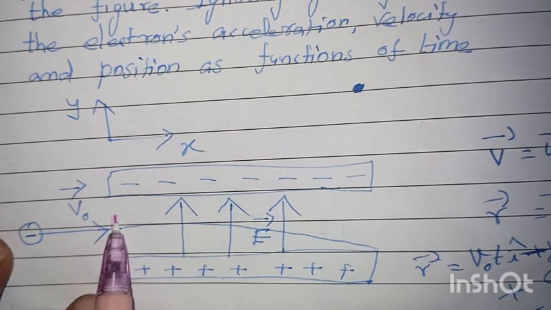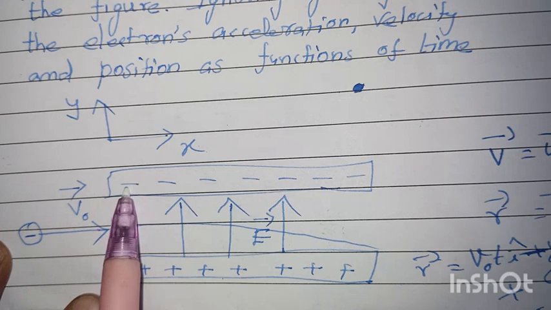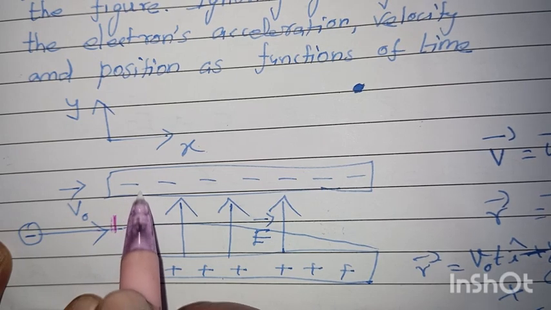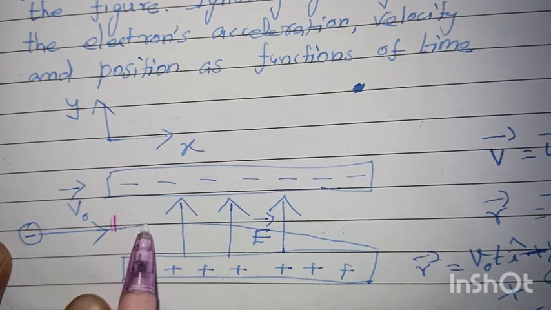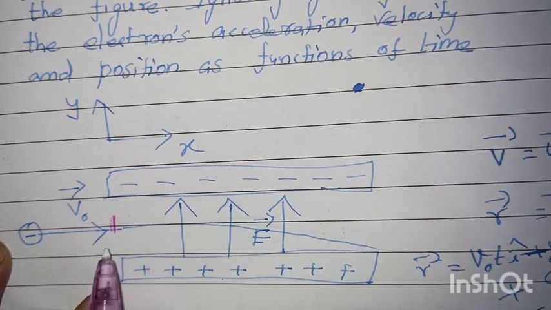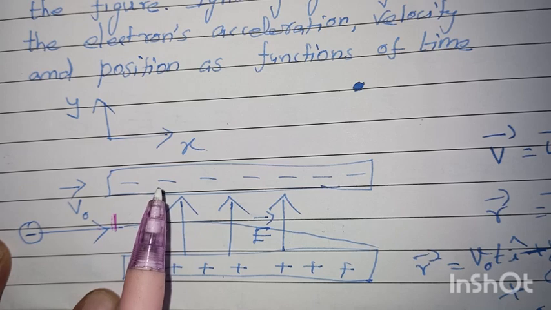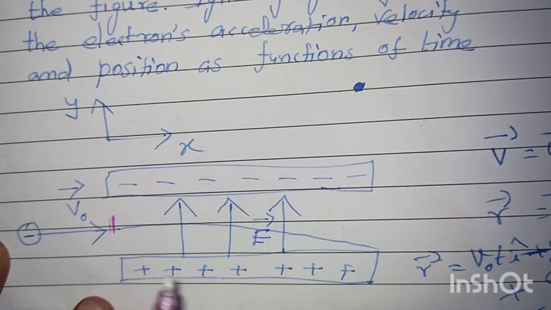After the electron gets into the electric field, it will experience the force due to the electric field. That is, this negative potential will exert a pushing force on the electron in the downward direction. So the path of the electron will be like this. And here we are going to derive the expression for acceleration, velocity and position as function of time.